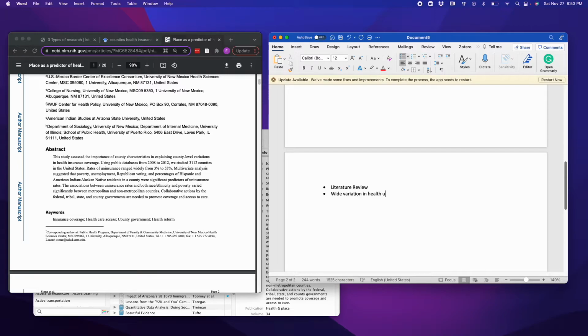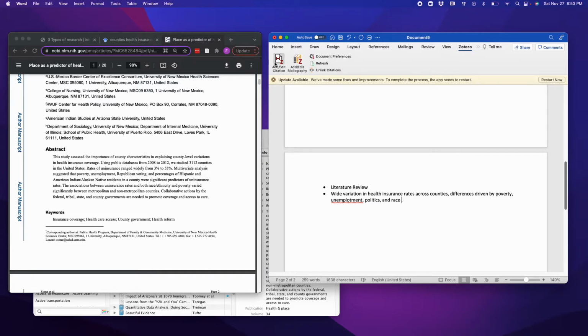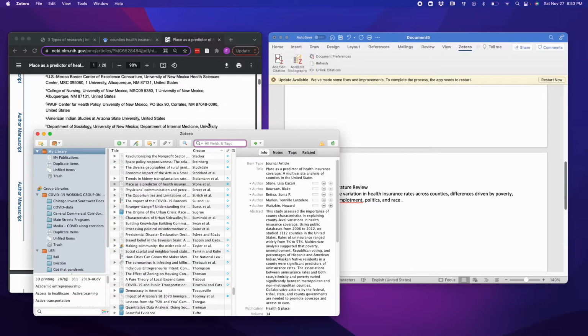Wide variation in health insurance rates across counties, differences driven by poverty, unemployment, politics, and race. And then using Zotero, I can insert a citation to this.